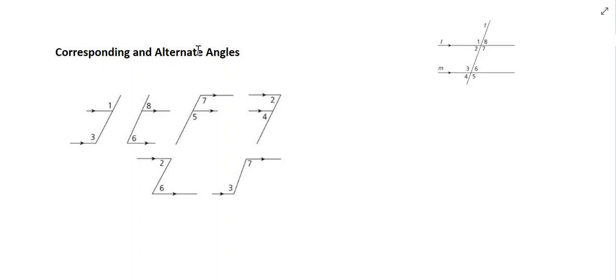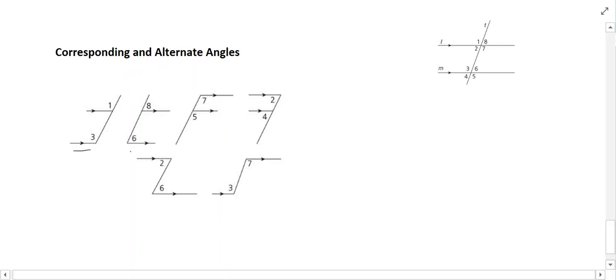Okay, so what I want to look at now are what are known as corresponding and alternate angles. Now, corresponding and alternate angles are equal, the angles are equal. And if we take the diagram here, this is one that we've just looked at previously, and basically what I've done is I've taken it apart, just to show you the difference between what are known as corresponding angles and what are known as alternate angles. Now, the first ones that I want to look at are these guys here.